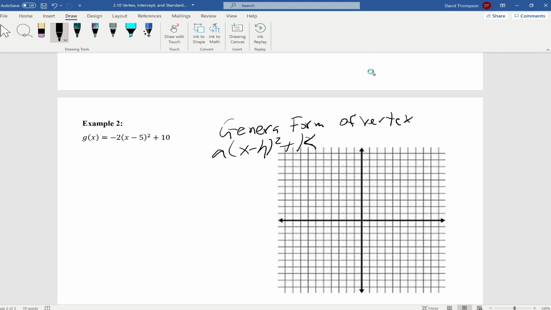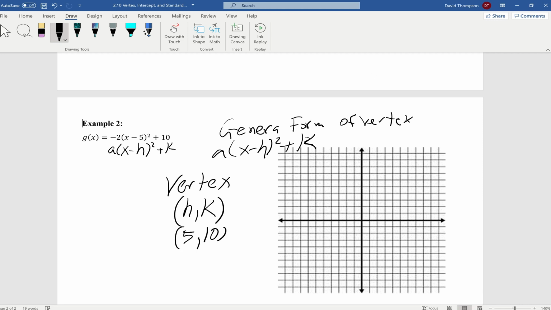Now what we can get from our vertex form is our vertex, and it's always going to be in the form h comma k. So in this situation, our h is going to be a positive 5, and our k is going to be a 10, so that tells me my vertex should be at 5, 10. Let's graph this in Desmos and confirm that we got the correct answer.